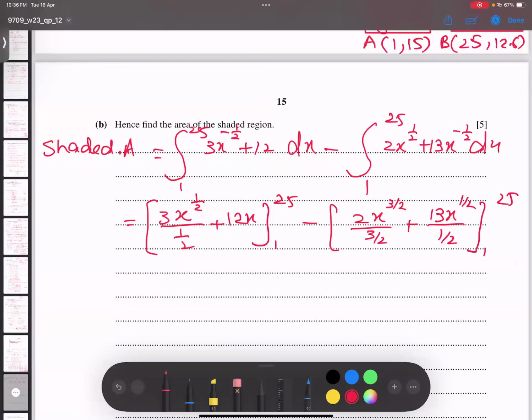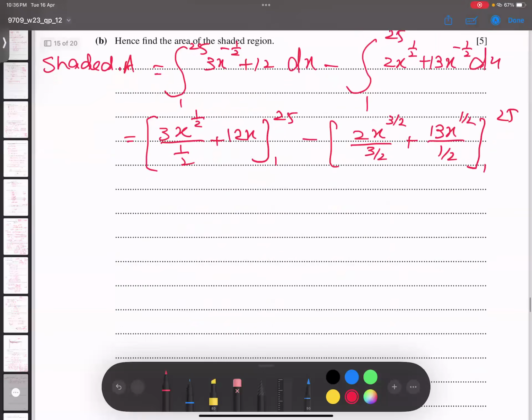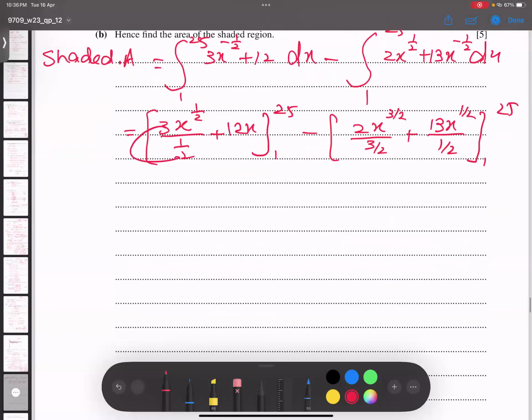And limit 1 to 25. Okay, this is a flip, this 3 will go and flip, multiply up. So you get 6 root x plus 12x. And this flips up, the 2 will go up, multiply 4/3 x to the power 3/2. This will flip up, we get 26 root x.